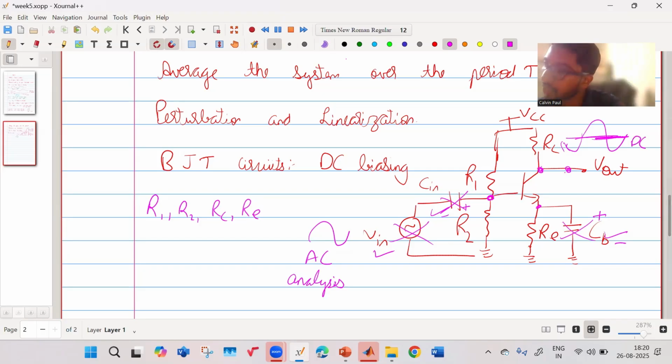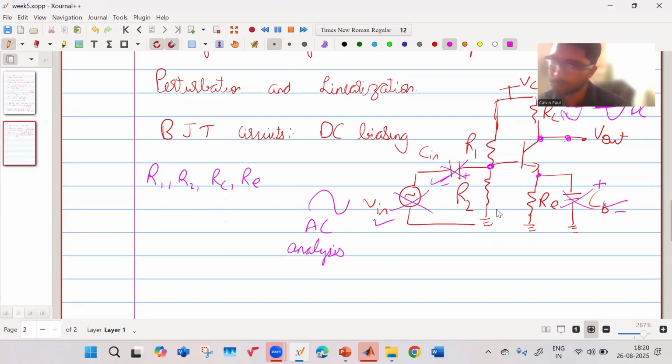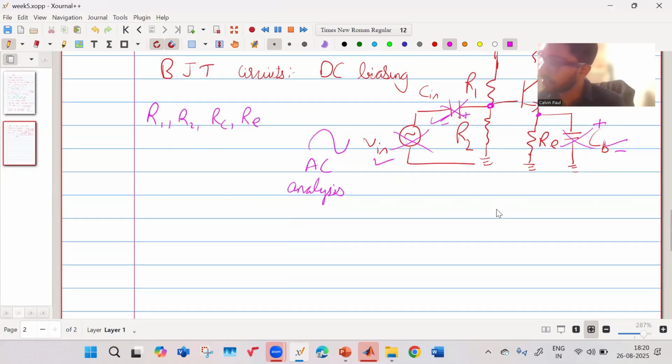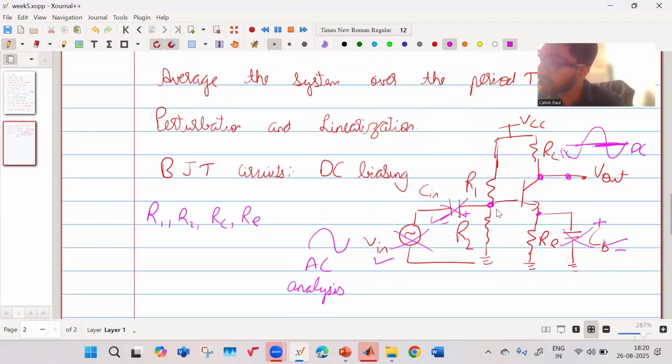So for this amplifier to work well, your DC analysis should be correct, and your AC analysis is added on top of your DC analysis. That is the way it is done. So this is kind of like a system. It doesn't have any switching.